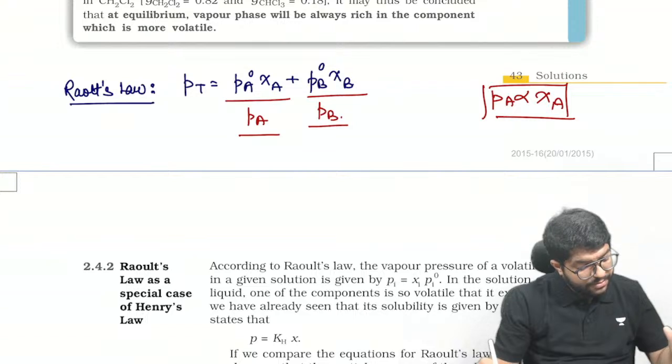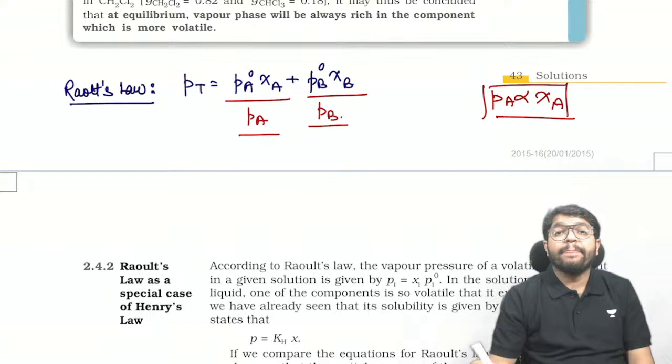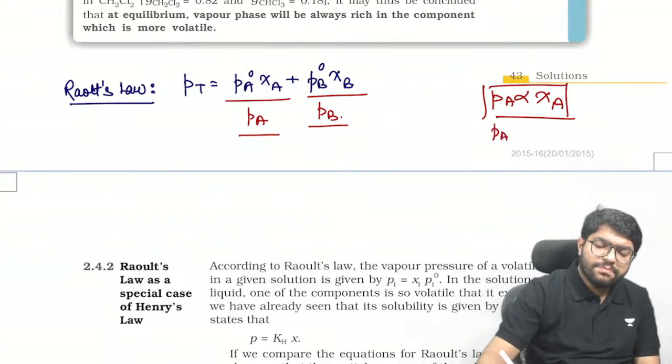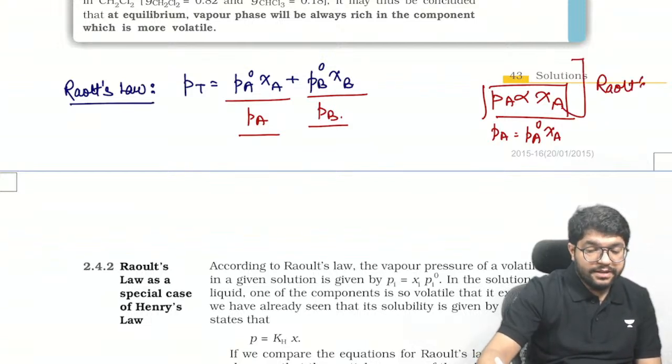My partial pressure will be proportional to chi A. Right? And that is where this P A not was used, not chi A. This was my Raoult's law. Now Dalton doesn't say that.